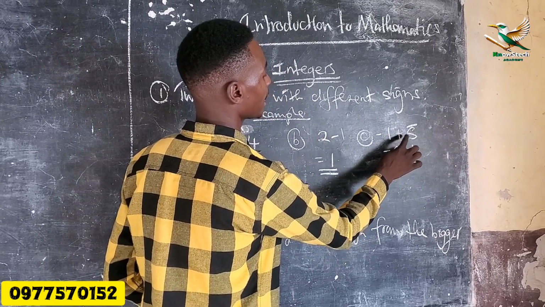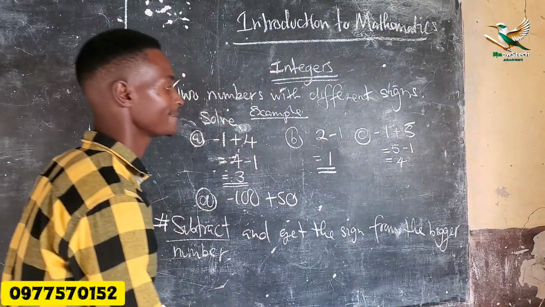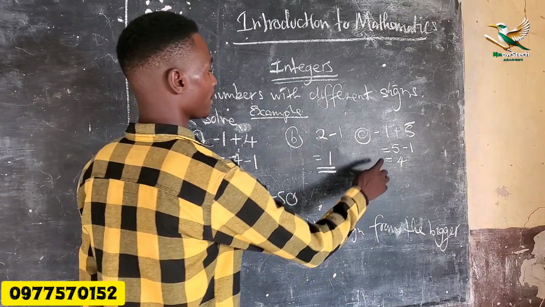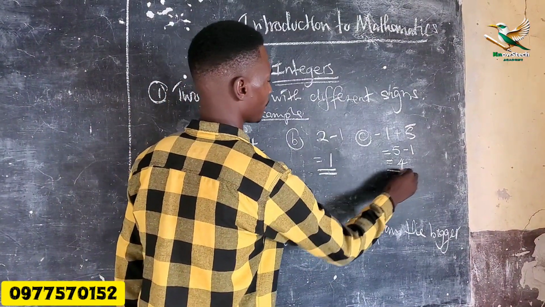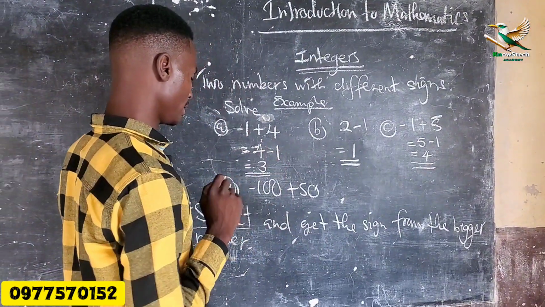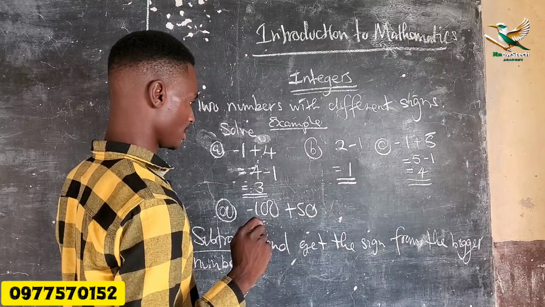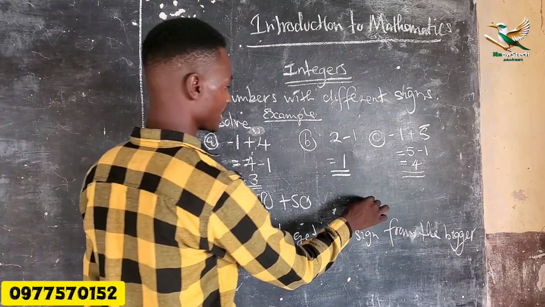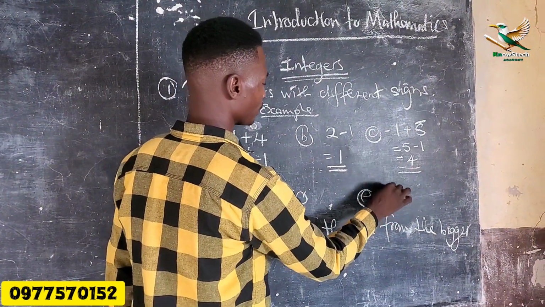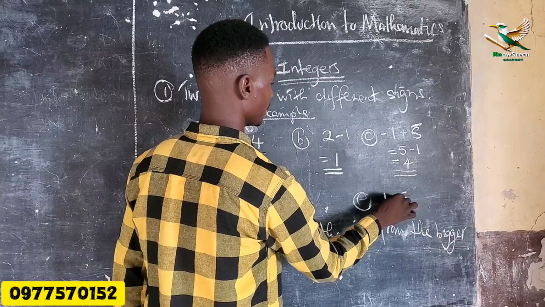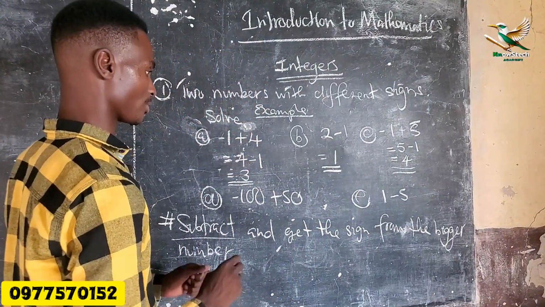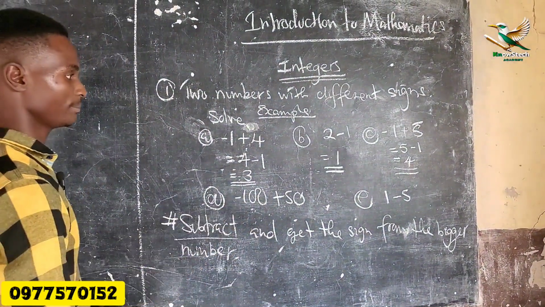The sign from the bigger number is positive. Okay, let me be lenient and add E, the same question, but I will just say 1 minus 5. Okay, so that you understand what I'm talking about. So let's go to D.